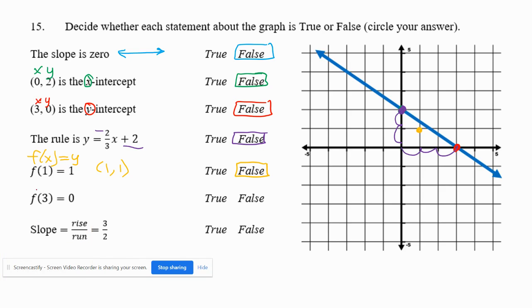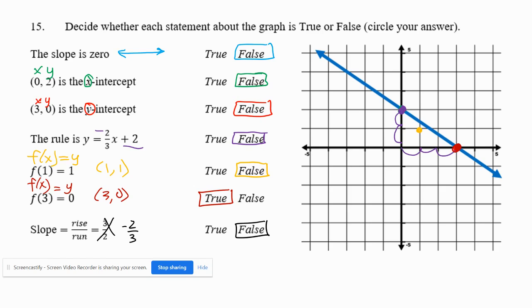Okay, same thing here. Now they're telling us that the x is 3 and the y is 0. So let's see if the point 3, 0 exists. 1, 2, 3, 0. Sure enough, it is on the line, so that is a true statement. And then the last one's telling you that the slope is 3 over 2, but we calculated before, and the slope is actually negative 2/3. So this is false as well.